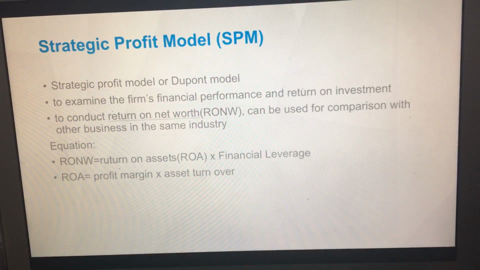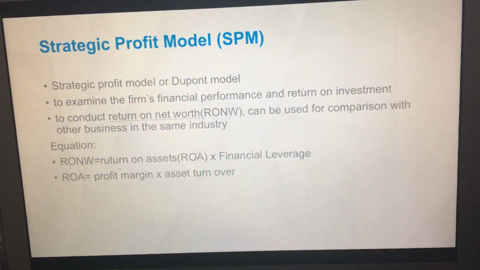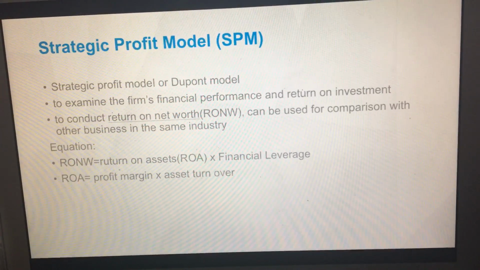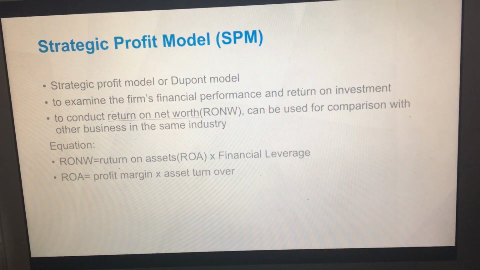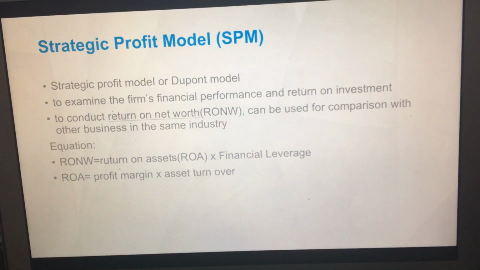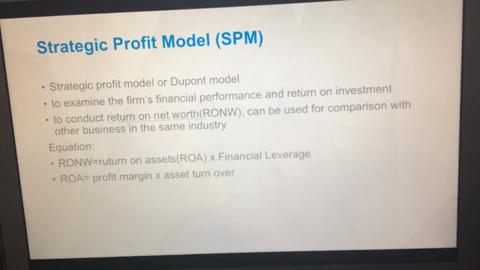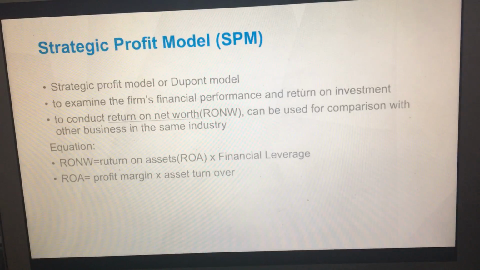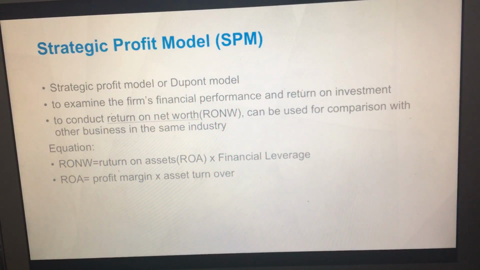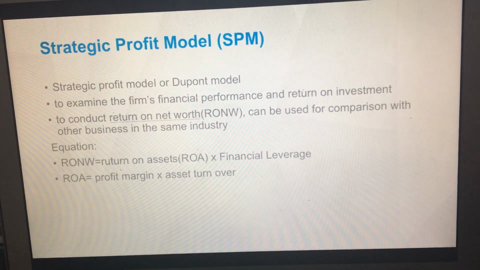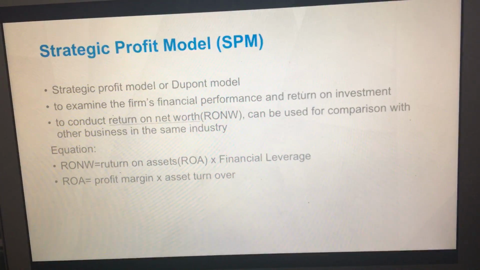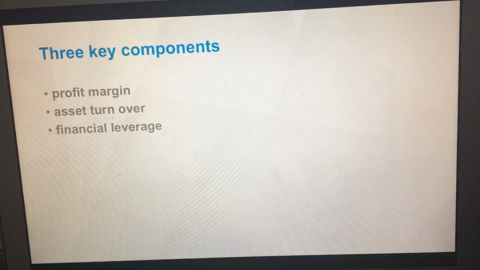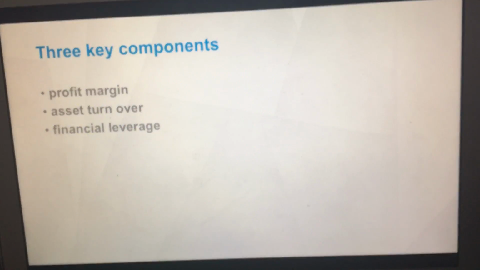To calculate this ratio, first calculate the net return generated by the company. The equation for the return on net worth is return on assets times financial leverage. For return on assets, it is net profit margin times asset turnover. The three key components of the strategic profit model are profit margin, asset turnover, and financial leverage.